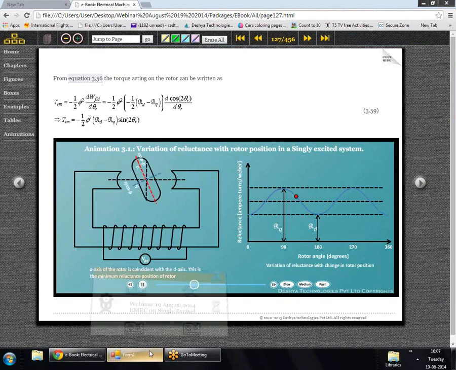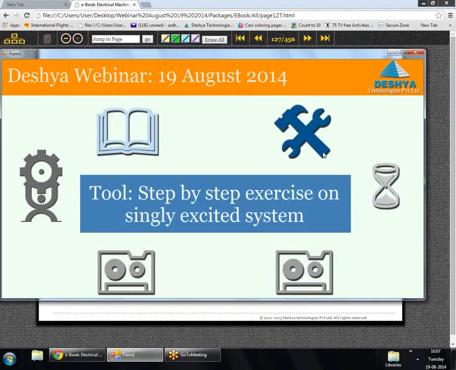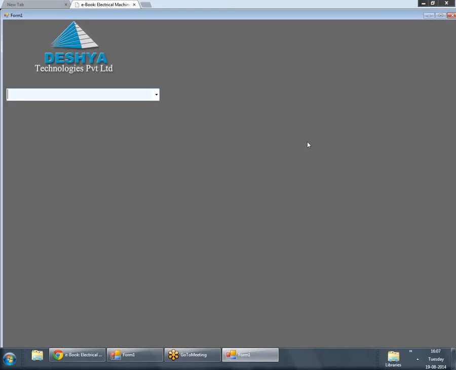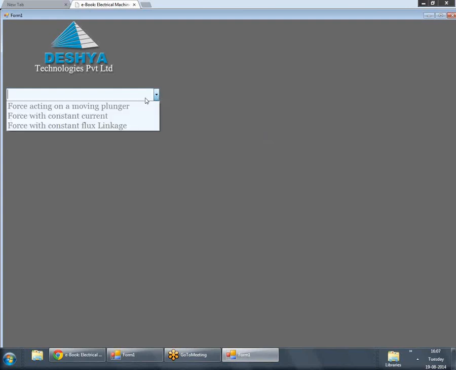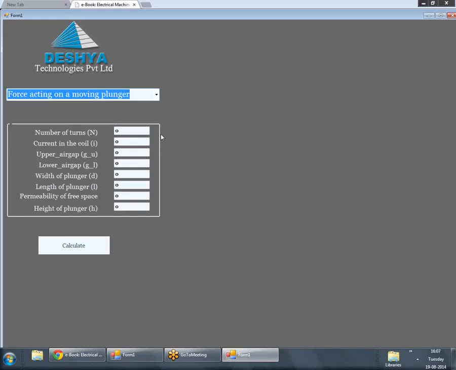And now I would like to show you some exercises. We have multiple exercises based on the principles that we have discussed so far. Here we have the same plunger problem, force acting on a moving plunger, and here we give some parameters. I define the number of turns to be 1000, for example, the current through the coil to be 10 amperes. Then I have the air gaps.